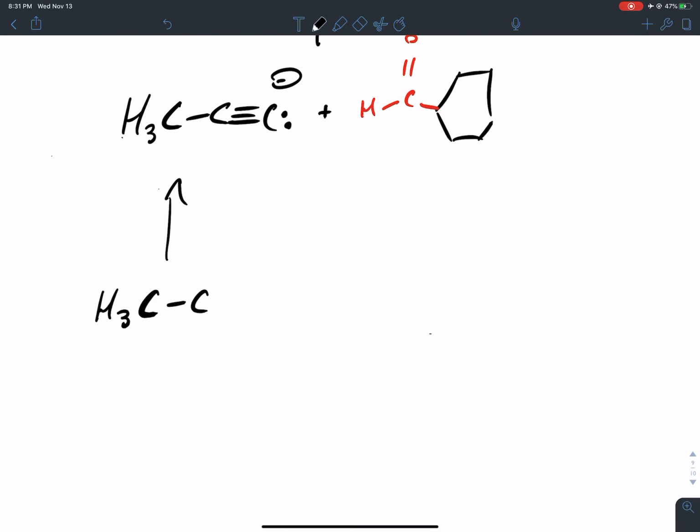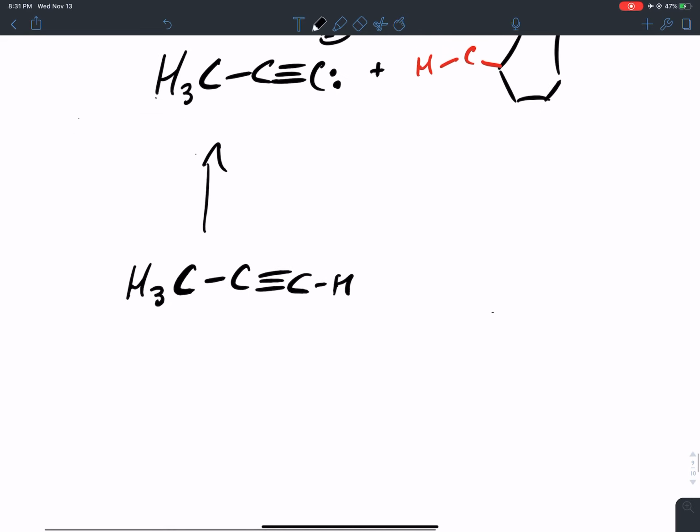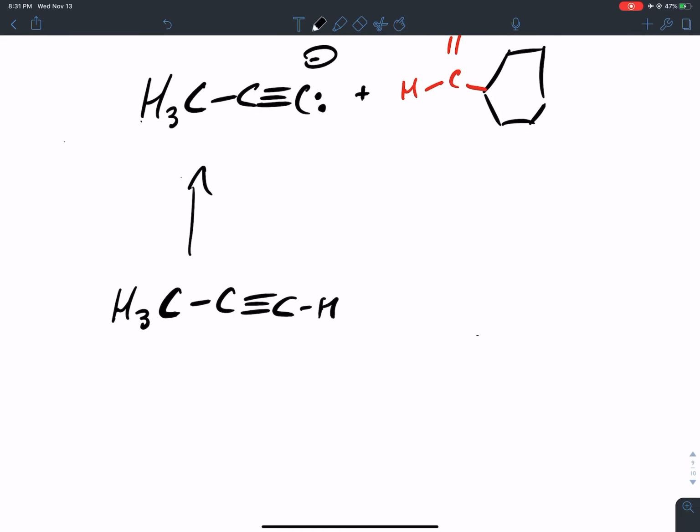H3C, C, triple bond to the C. Now we're going to put the H. That's an alkyne. This is not an alkyne. Kind of is, but it's the ion. It's the anion, that acetylide anion. Now we have our alkyne. What reagent do we use to deprotonate that terminal alkyne? Yep, that sodium amide, NaNH2. What's the temperature? 150.